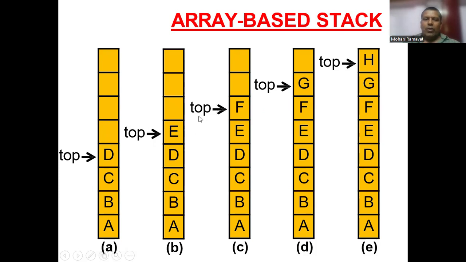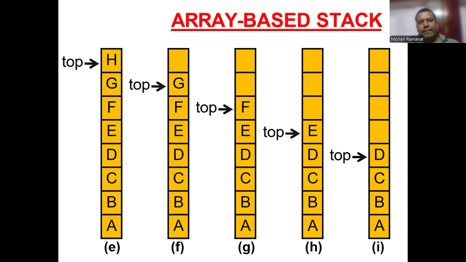So when the push operation is performed, the top, that is the index, is incremented by 1. Here the push operation is performed 4 times. You can easily understand that now the position of the top is at H. The total data items in the stack are 1, 2, 3, 4, 5, 6, 7, 8. So there are 8 alphabets stored in the stack.